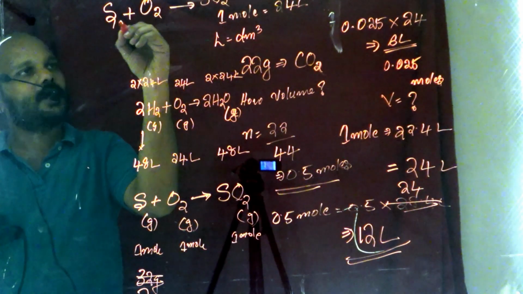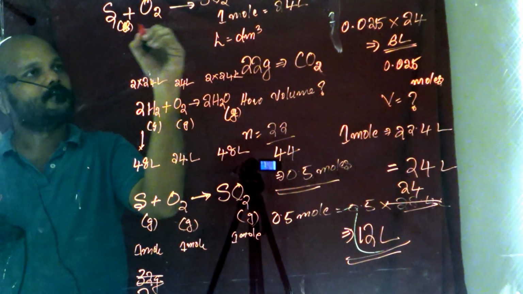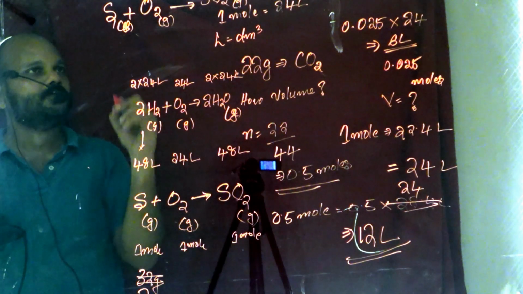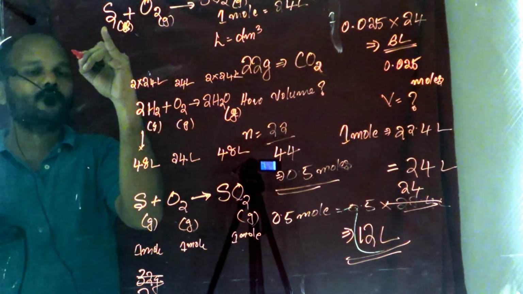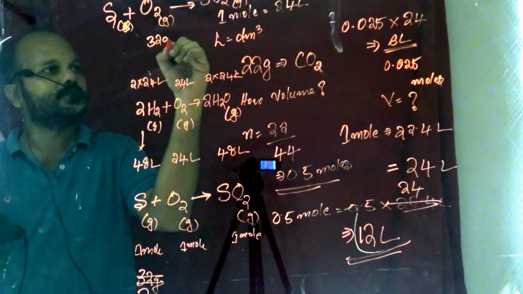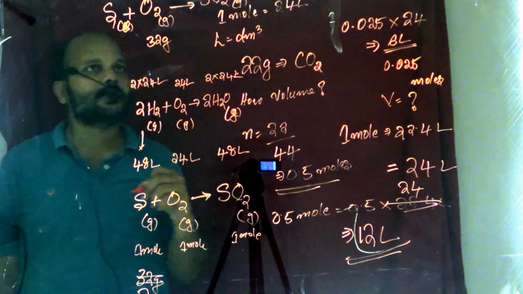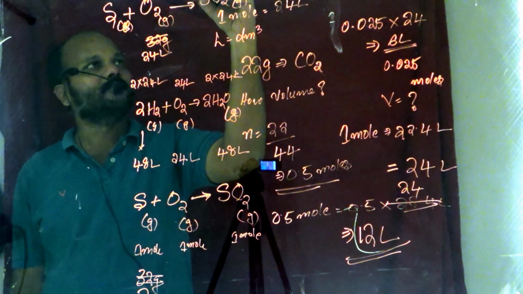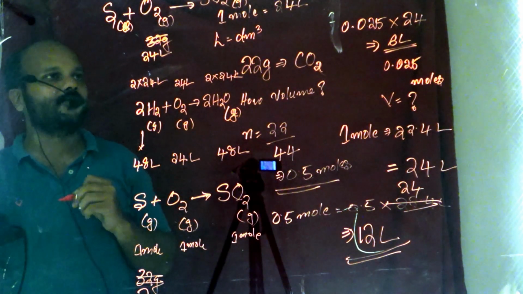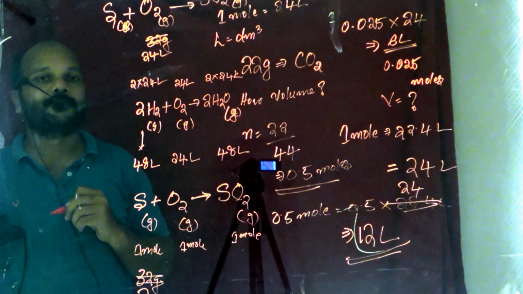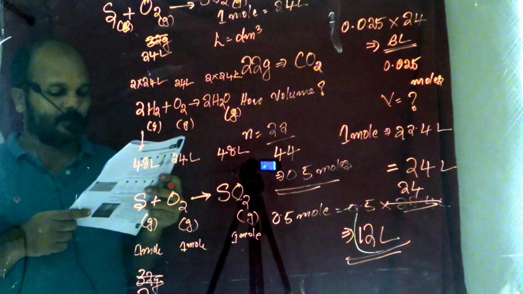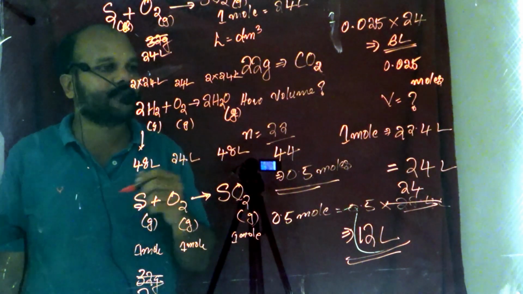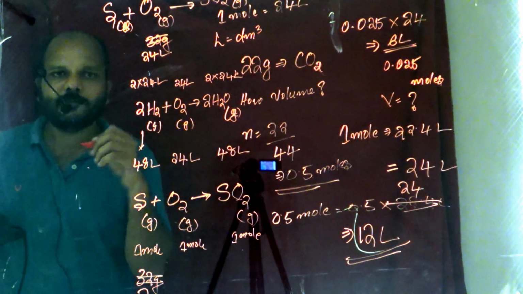According to this equation, all are gases, right? Sorry, sulfur is a solid. This is a gas, this is also a gas. Suppose 1 mole is reacting, so 32 grams of sulfur reacts with 24 liters of oxygen to form 24 liters of sulfur dioxide. So this is how the reaction is going to come. From the number of moles, we can immediately predict the volumes.